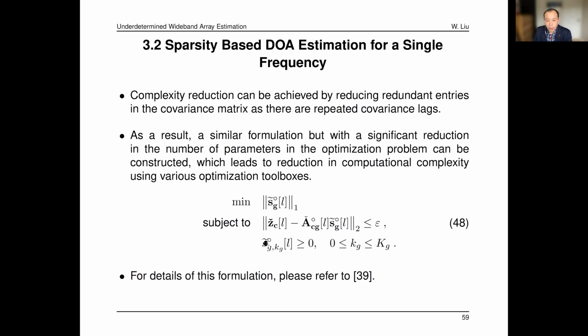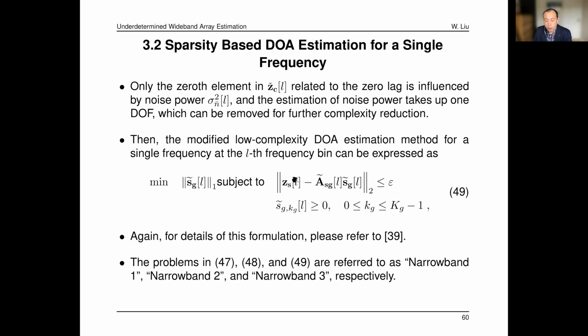So the idea is, you have removed the redundancy. At the same time, you remove the 0 lag in this formulation so that you don't have noise anymore. So you have a further reduction in the number of variables, and in the computation complexity, because the dimension of the problem has been reduced. And we can refer to these 3 solutions. The first one is Narrowband 1, without any redundancy removal. Narrowband 2 is removing redundancy. Narrowband 3 is also removing the 0 lags. So we have 3 solutions based on a single frequency.